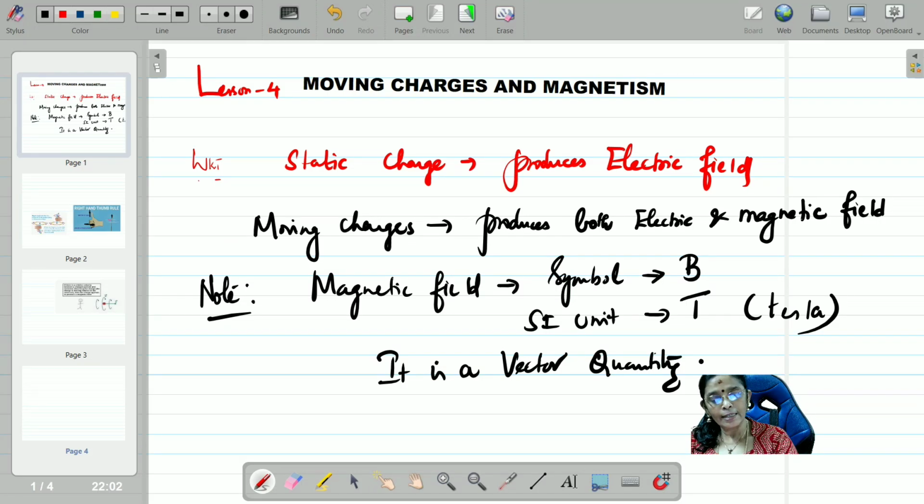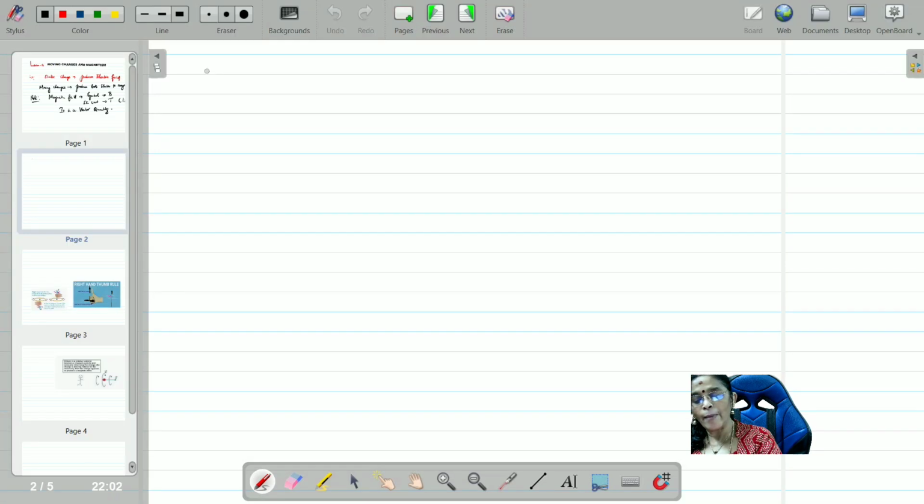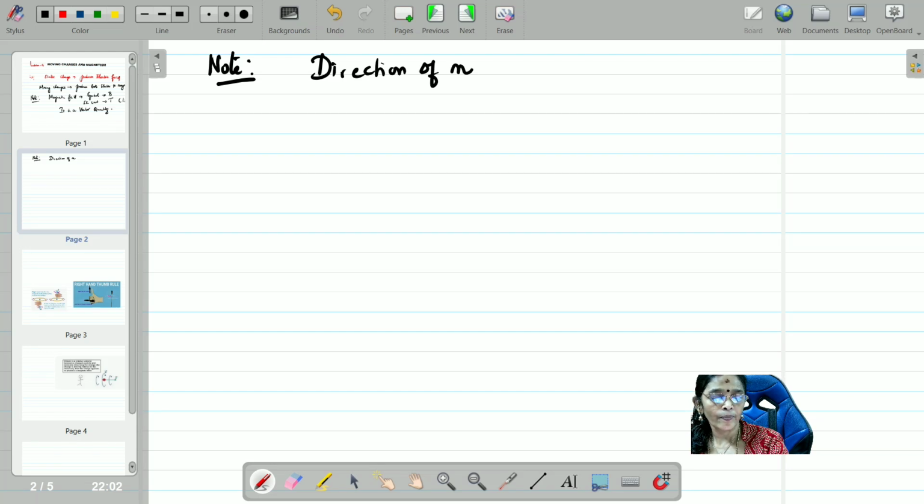Now, on the next page, note the direction of magnetic field. Direction of magnetic field, B.